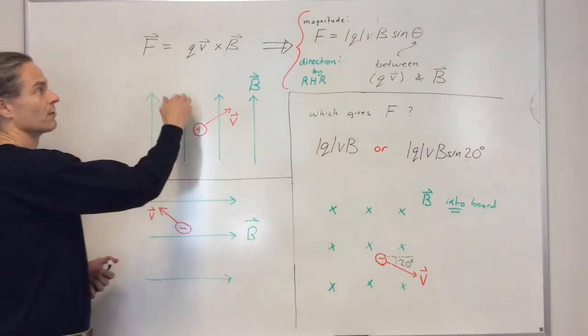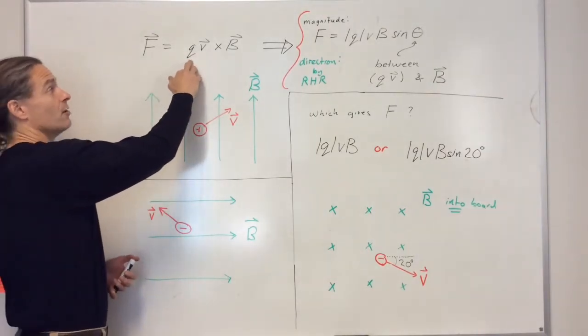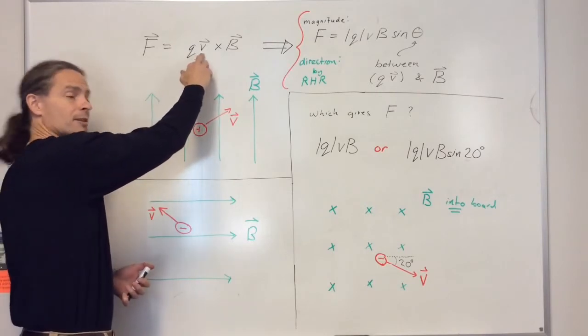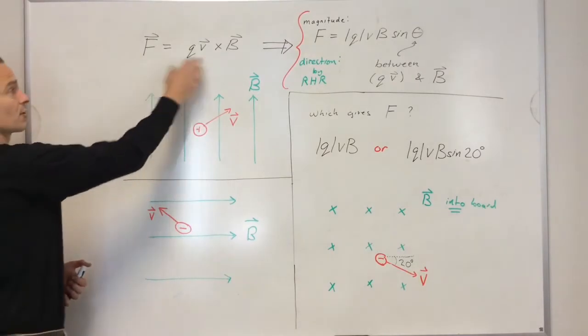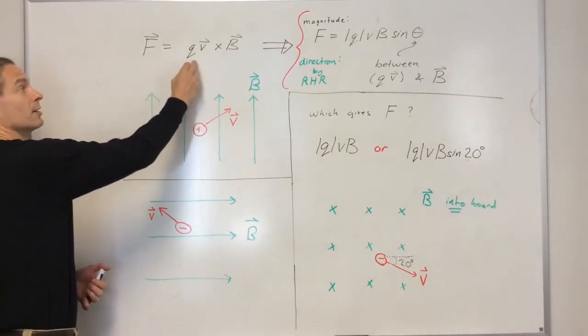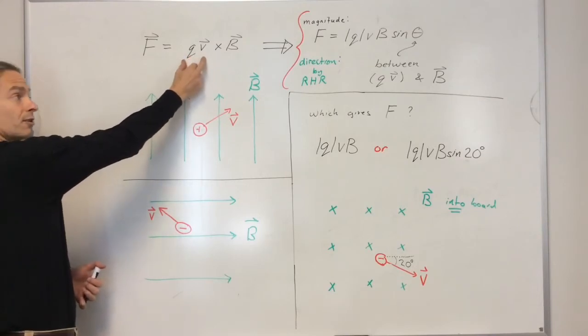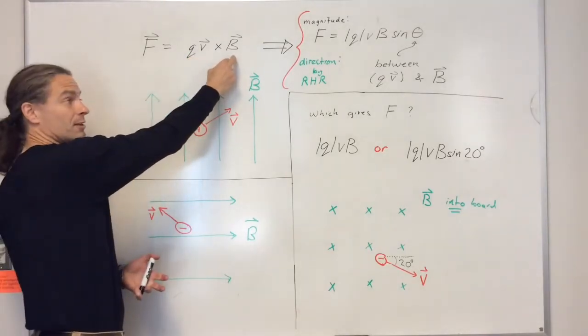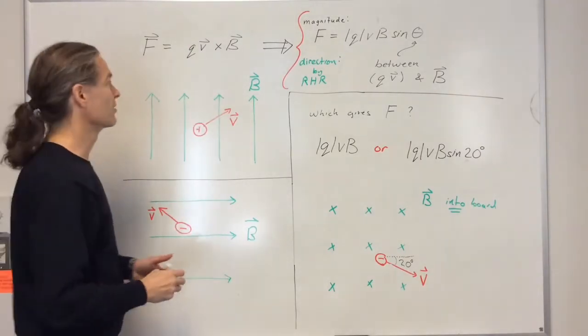So, you can think of it two different ways. One, you've got the charge, which could be positive or negative, multiplied by the cross product of the velocity and the magnetic field. Or you could think of this as a cross product of two vectors. A vector, Q times V, that would be the first vector in the cross product, and B would be the second vector in the cross product. For our purposes, that might be the easiest way to think about it.